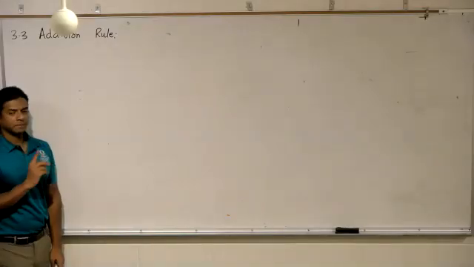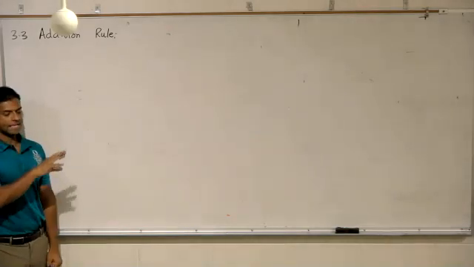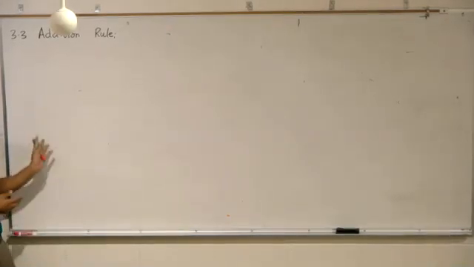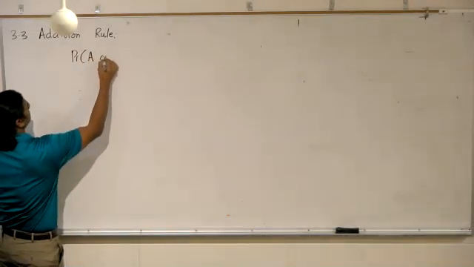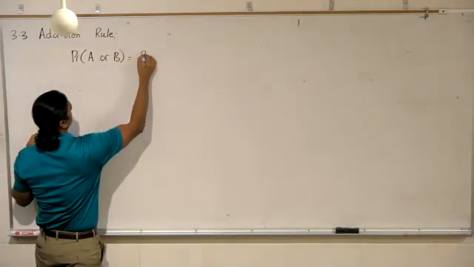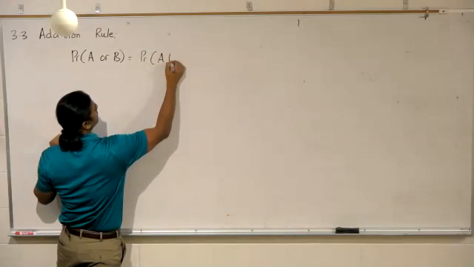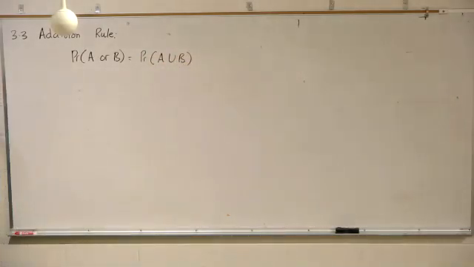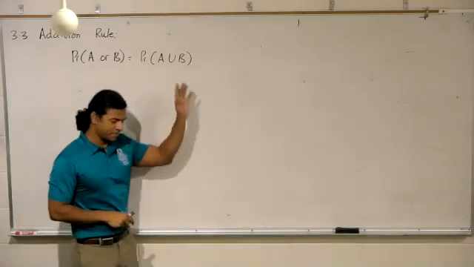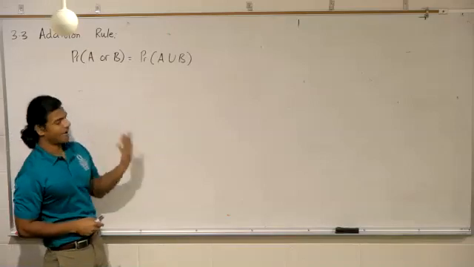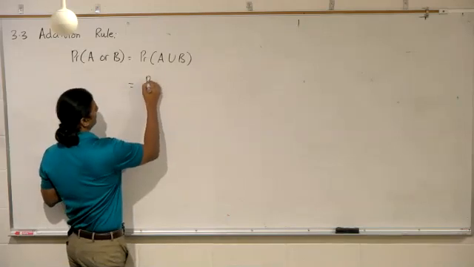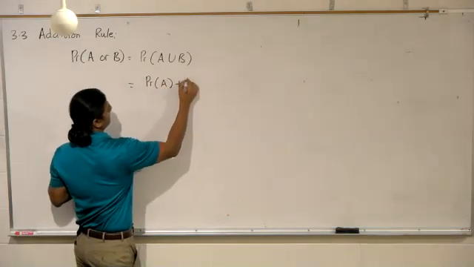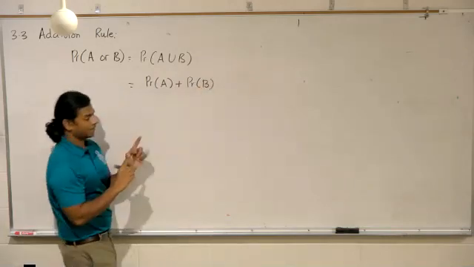So the multiplication rule was for A and B. The addition rule, on the other hand, is for A or B, which is A union B. If you think about it, when multiplying, we just distributed multiplication. Here we are adding, so what should we do? Add the probabilities. That's what one would think.